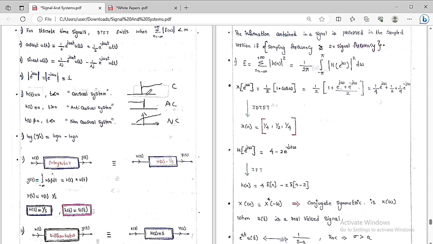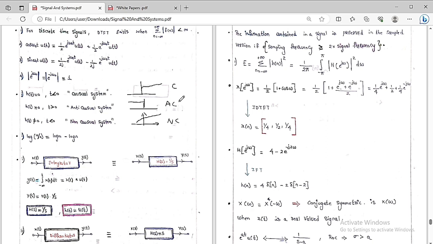Whenever h of t is equal to 0 for t less than 0, it is called the causal system. Suppose h of t is not equal to 0 for t less than 0, then it is called the non-causal system. So why is this a reverse of this one? Here h of t is equal to 0 for t less than 0. Here h of t is equal to 0 for t greater than 0. This is a reverse of this one. That is the reason this is called the anti-causal system. So reverse property. What is the meaning of causal system? The output is independent of the future values of the input. Non-causal: output is dependent on the future values of the input.